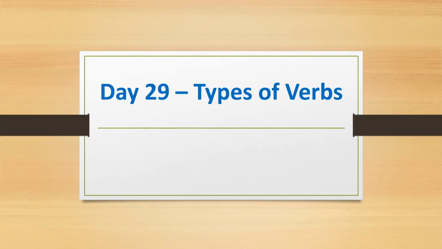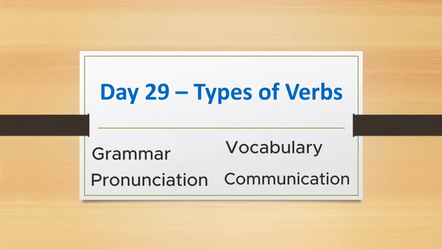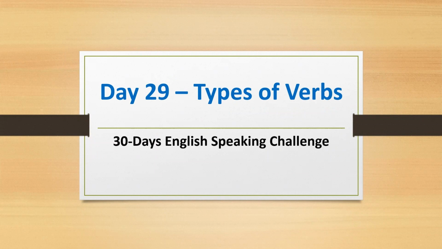In order to speak fluent English and express yourself in the best way, you have to understand and practice important aspects of the English language like grammar, pronunciation, vocabulary, and communication. In our course 30 Days English Speaking Challenge, these aspects are explained in detail with examples. In this video, I will explain different types of verbs in the English language like action verb, helping verb, and modal verb.